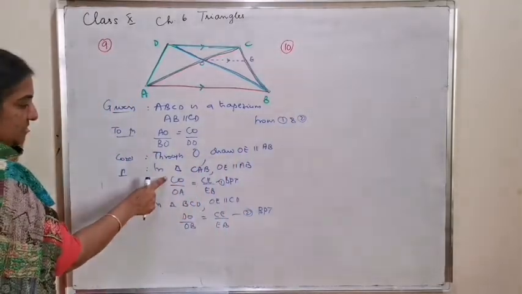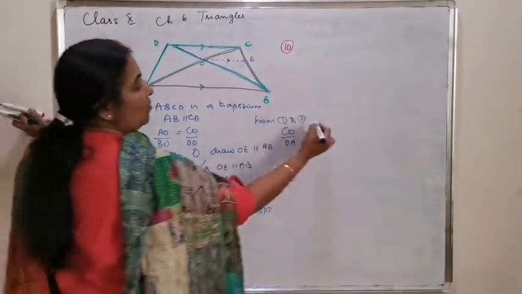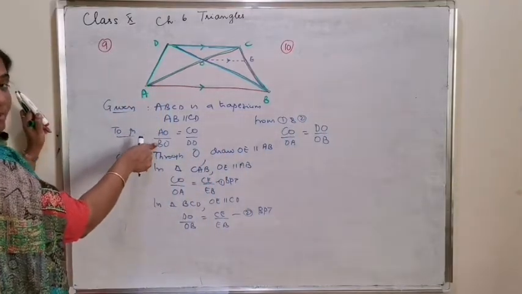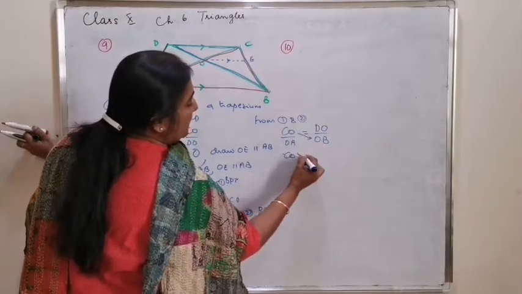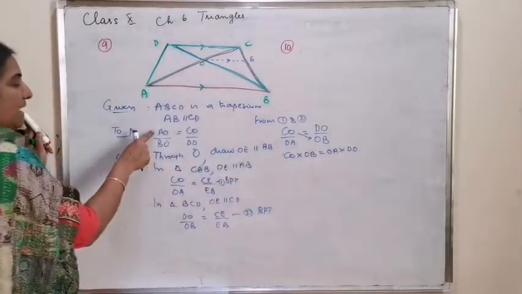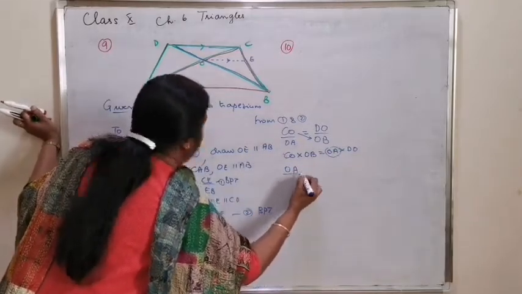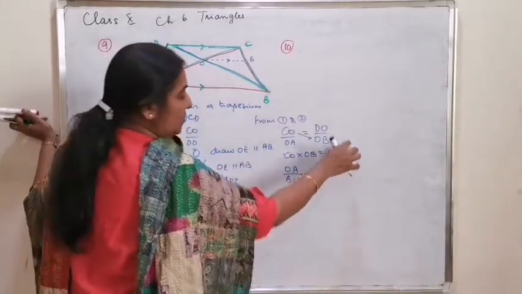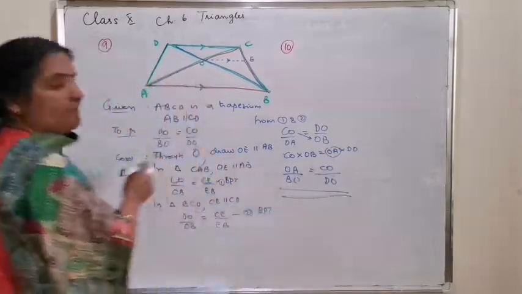the ratio is CO by OA is equal to DO by OB. The given needed ratio is AO by BO. So we have to cross multiply and arrange. That is CO into OB is equal to OA into DO. Arrange as OA by BO is equal to... Along with OA, the term is DO. So if you arrange DO here and CO here, the ratio will come.